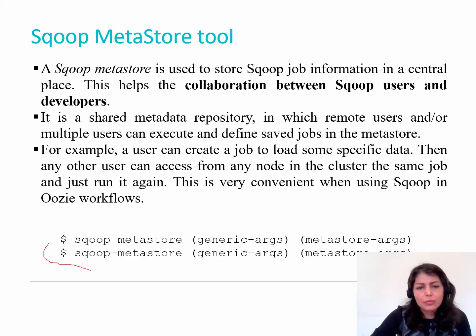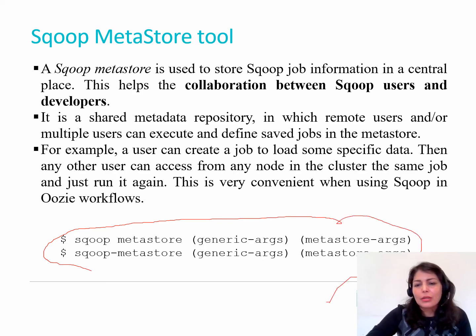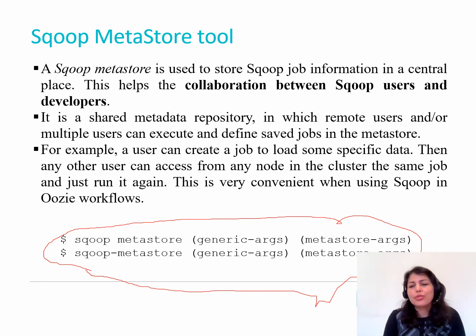So we are not going into details for this component. I'm going to just introduce this component to you because it's not our focus. But as you can see, the syntax is like a Sqoop metastore. You can use it with a space or dash. And we have a set of generic arguments, and the second part is metastore arguments. Okay, so just to let you know how it works.